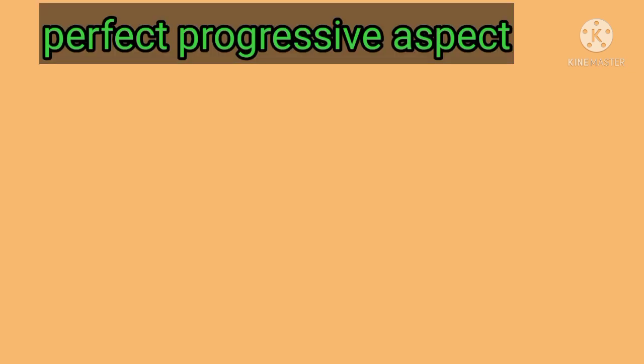And now let's talk about the last aspect, that is the combination of two aspects together, that is perfective aspect and progressive aspect. These two aspects together make the tense perfect continuous. Therefore, the tenses are called present perfect continuous tense, past perfect continuous tense, or the future perfect continuous tense. Let's begin with present perfect continuous tense.